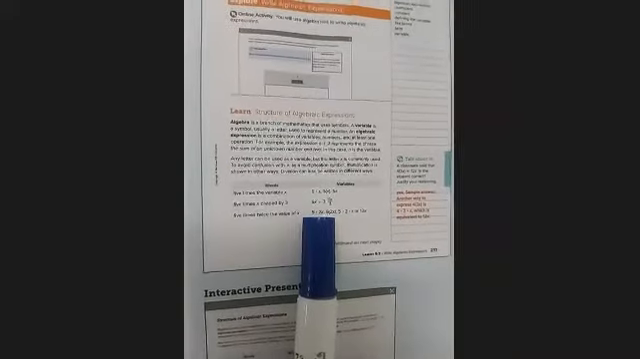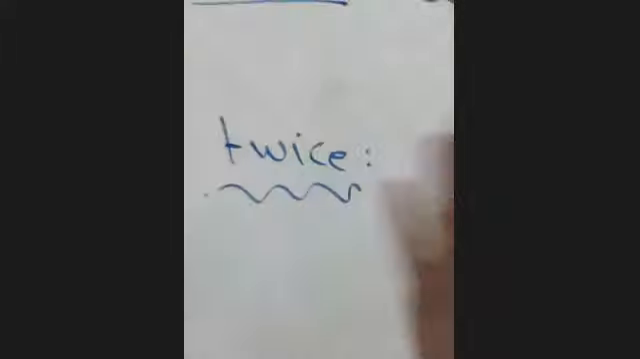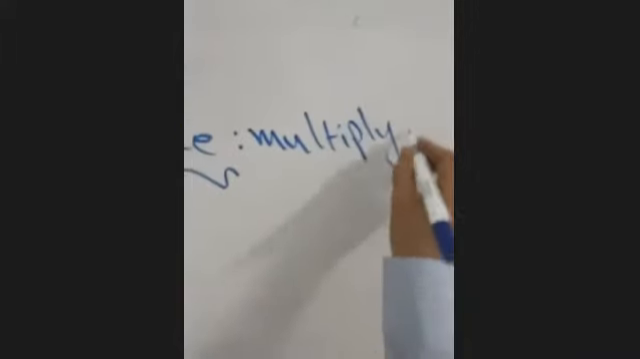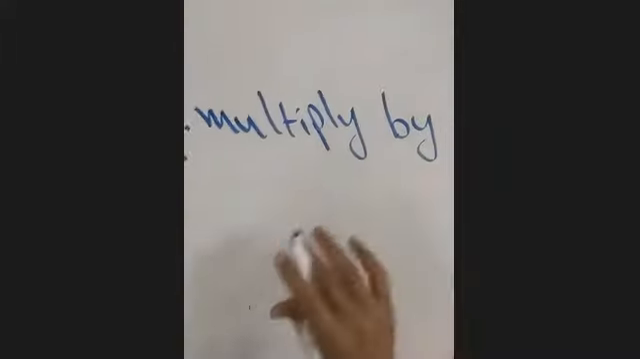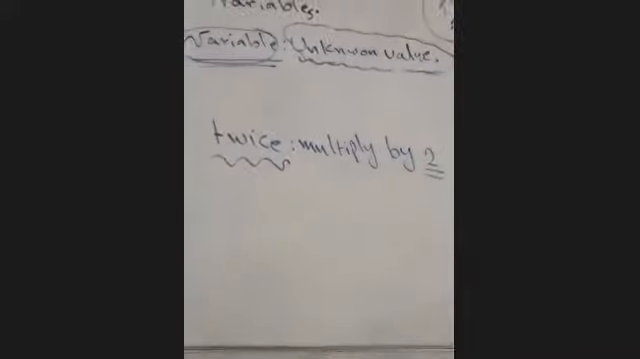Continue. 5 times twice the value of x means 5 times 2x. Twice, guys. The word twice in math means multiply by 2, always. When I say twice, it means multiply by 2.